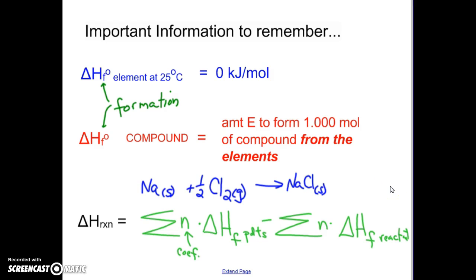Now, in order to calculate the delta H for a reaction, we have products minus reactants. And then we have this sign. This is called a summation sign, which means you're going to add up the enthalpy of formation of all of the products multiplied by their coefficient in the balanced equation, and then subtract from it the sum of the enthalpy of formation of all of the reactants multiplied by their coefficients. So in the next slide, we'll see an example of this.